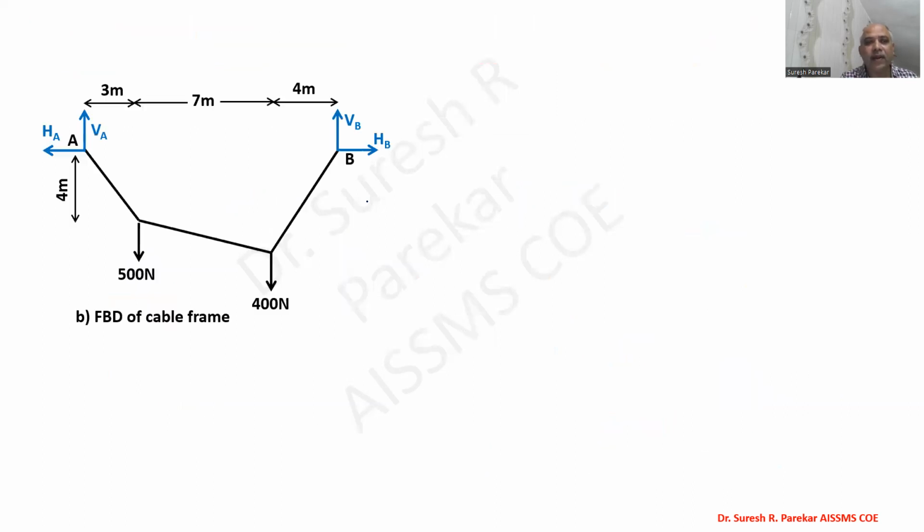So now we have, this will be my FBD of the cable. Now we will directly find reactions, because you can see these are at the same level. As it is at the same level, HA and HB pass through A. So we can take moment about A, and we will get the value of VB. So I have just taken moment about A equal to 0.